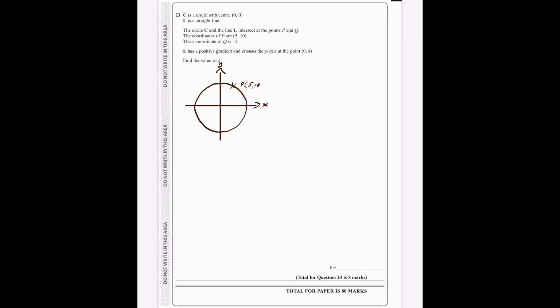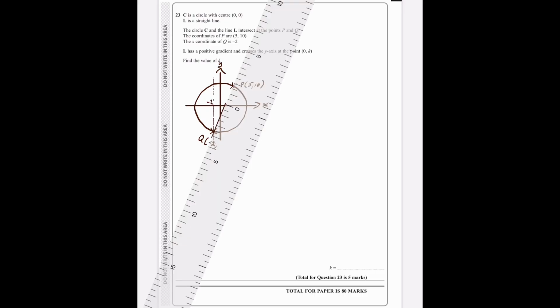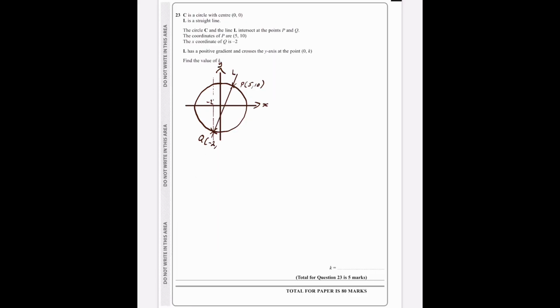Right, we know that P is the point (5, 10). I'm going to draw a little horizontal line there when x equals -2. And so our point Q has an x-coordinate of -2 and sits on the circle. There's my line L that passes through Q and P.